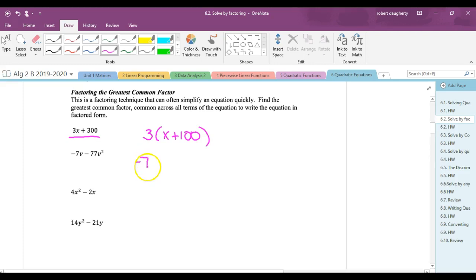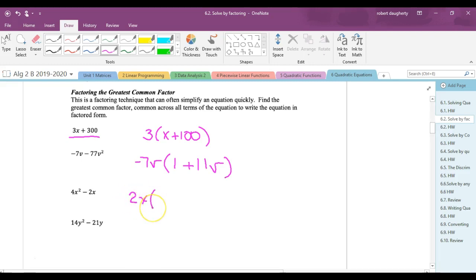Yeah, negative 7v. Okay. And so then what do I multiply negative 7v by so that I get negative 7v? 1. What do I multiply negative 7v by so that I get negative 77v squared? Yeah, plus 11v. Okay. What do the next two have in common?